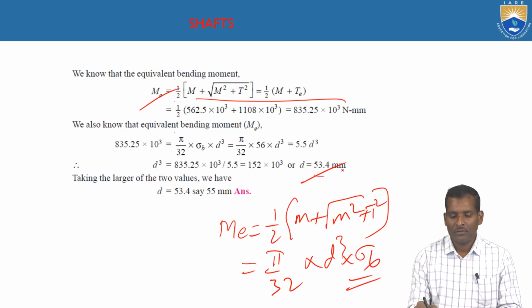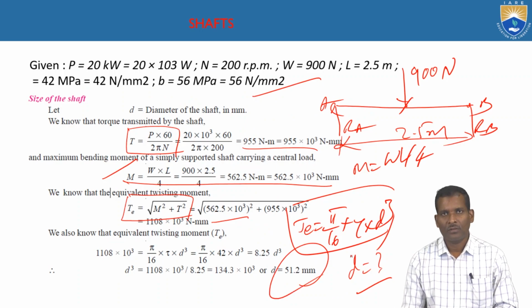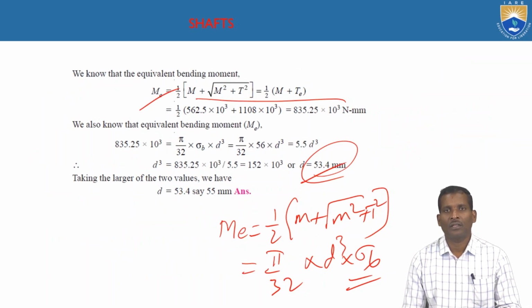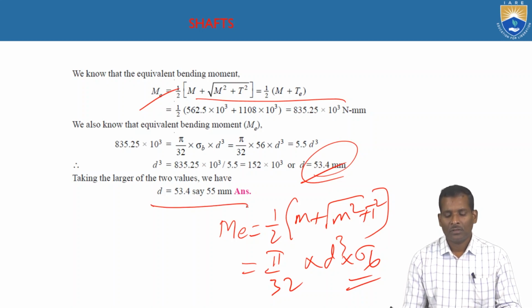So by using these two equations, you got two values of D. So one is 53.4 and previous case 51.2. So take the larger value of the two calculated values. So here D is equal to, the larger value is 53.4. So you may assume, you can say 55.